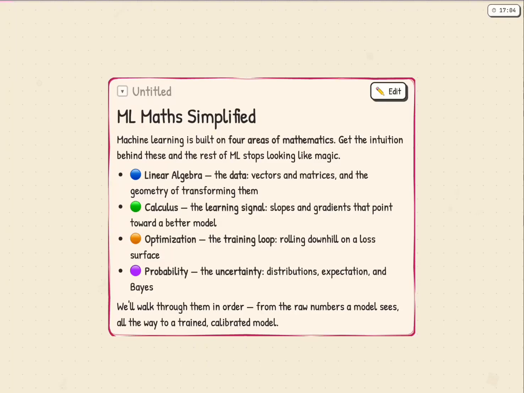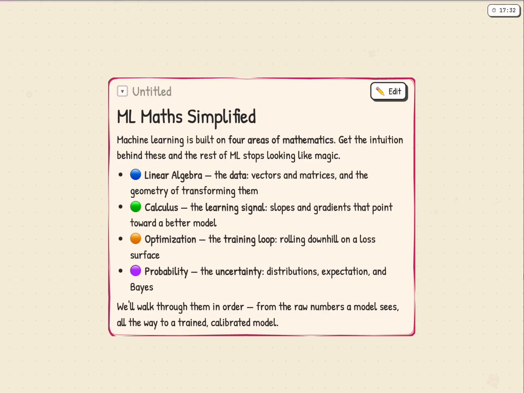Machine learning can feel like magic, models that translate languages, generate images, drive cars, write code. But underneath all of it, there is no magic. There is mathematics, and surprisingly little of it. In this video, I want to give you the intuition behind that mathematics, not dry formulas to memorize, but a feeling for what each idea is actually doing. Because once you have the intuition, the equations stop being scary.